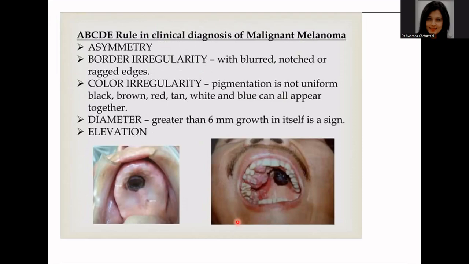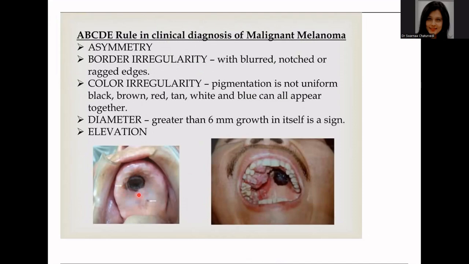Now there is a very important ABCDE rule in clinical diagnosis of malignant melanoma. Very commonly asked question in vivas. So what is it? These are the 5 key factors for the clinical diagnosis of this lesion. What is A? A is asymmetry of the lesion, right? Then B is the border irregularity, that the border will be blurred, notched, with ragged edges.